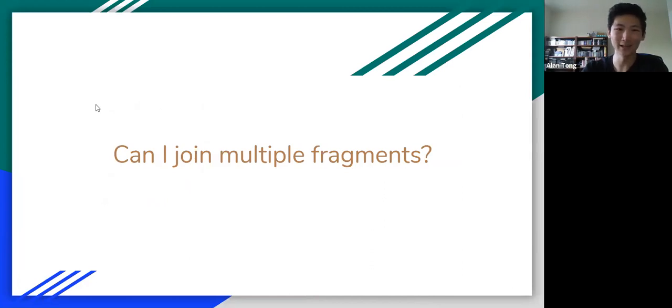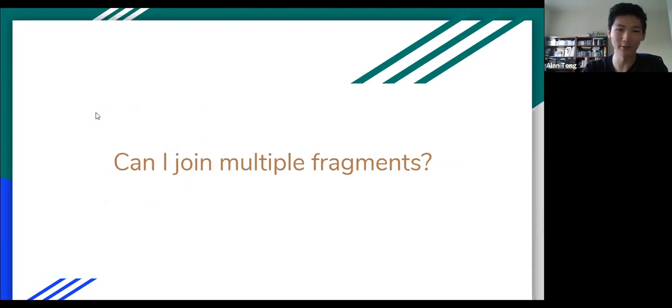The question is, can I join multiple DNA fragments together? Yes or no? I'm seeing 3 yeses. And Alex says yes too. Any brave souls want to say no? Yeah, you're all right, and so the answer is yes. I wouldn't ask a question if we couldn't, right?